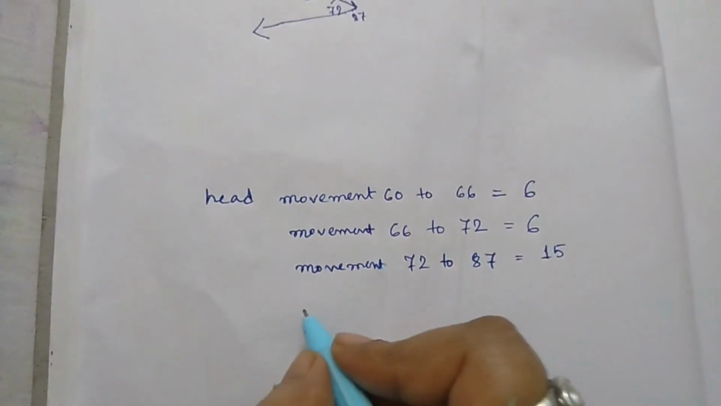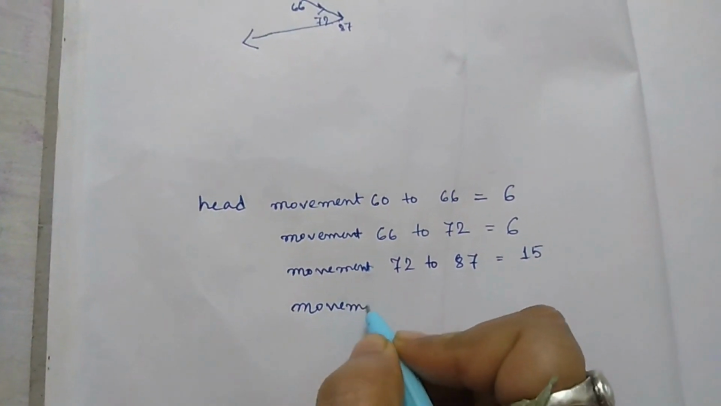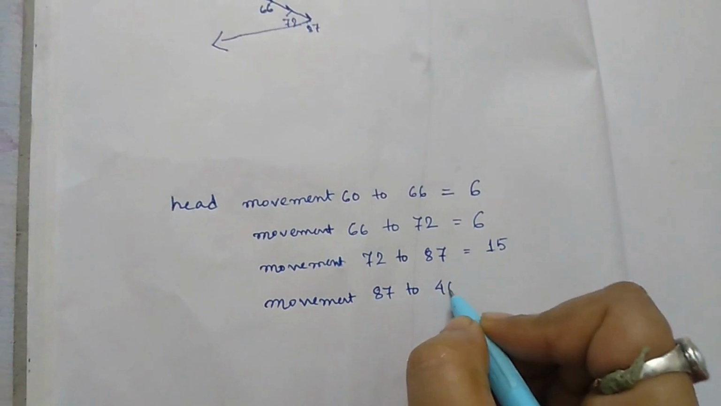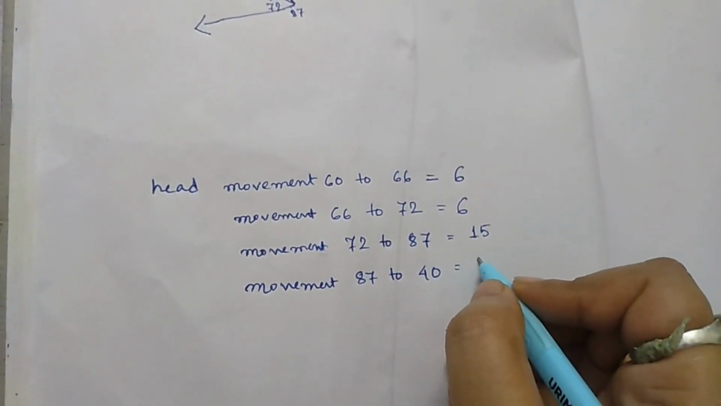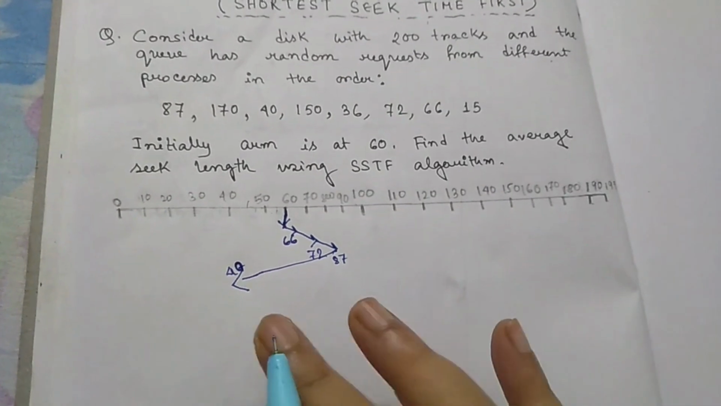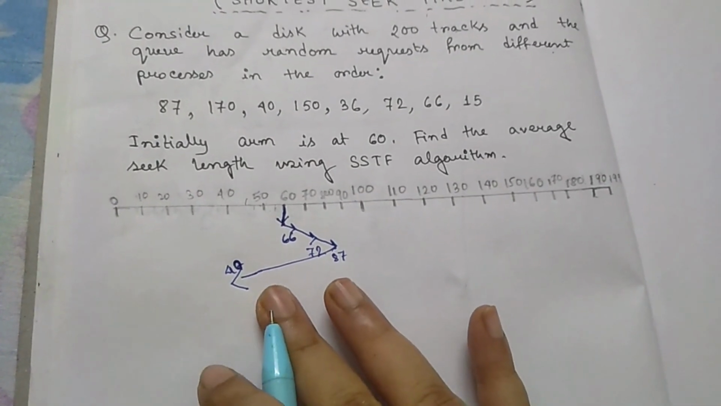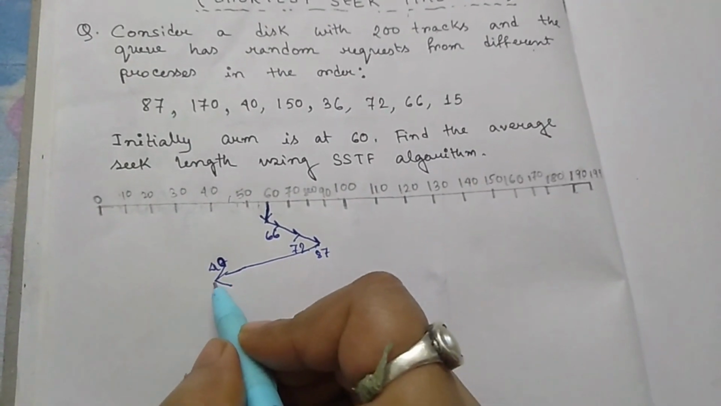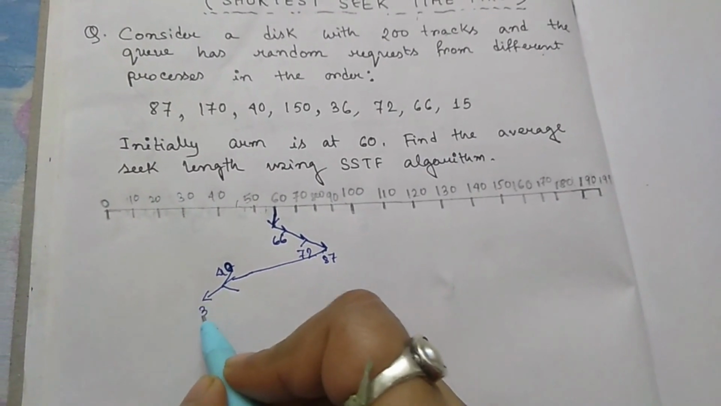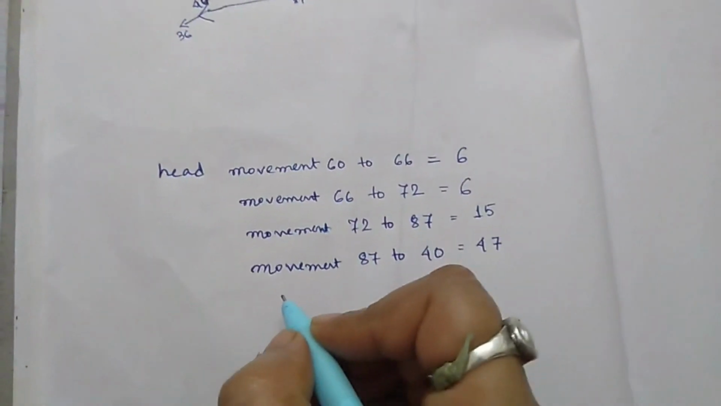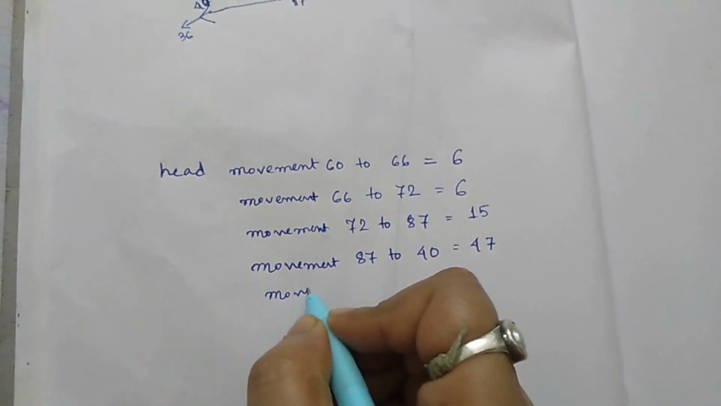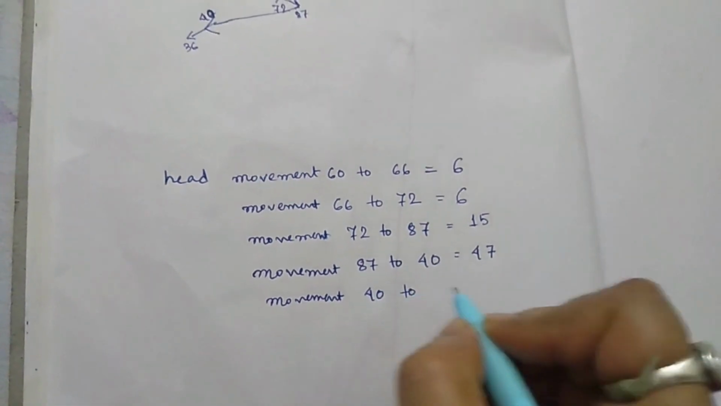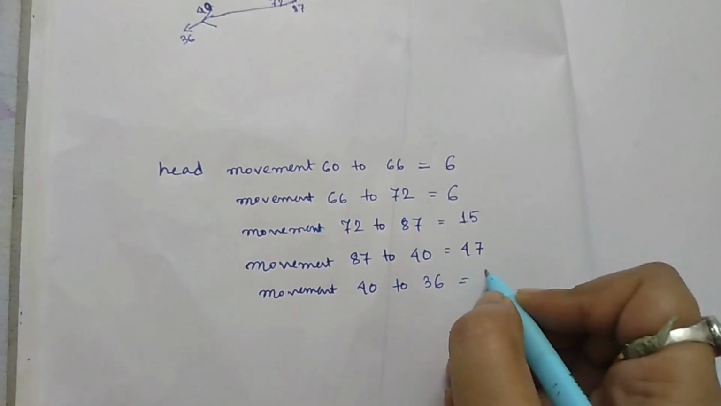And calculate the movement. The movement is 87 to 40. 87 minus 40, so the gap is 47. Next nearest job of 40 in this queue is 36. So here we write the next nearest job of 40 is 36. Now we calculate the movement. So the movement is 40 to 36, so the gap is 4.